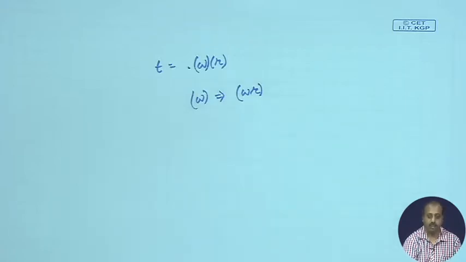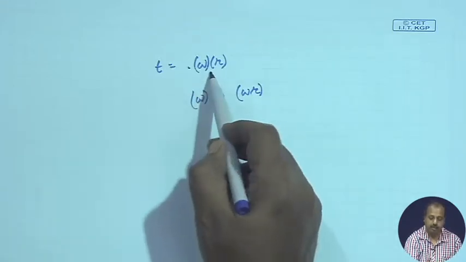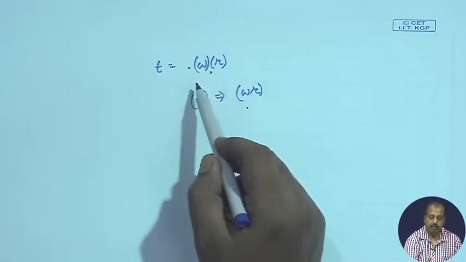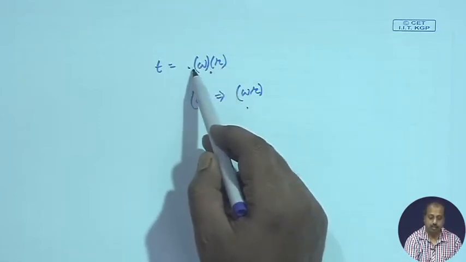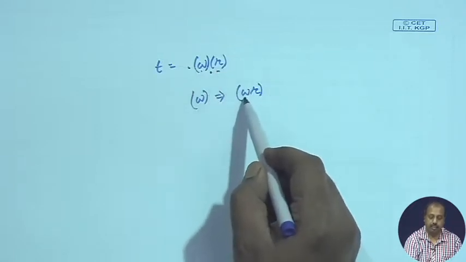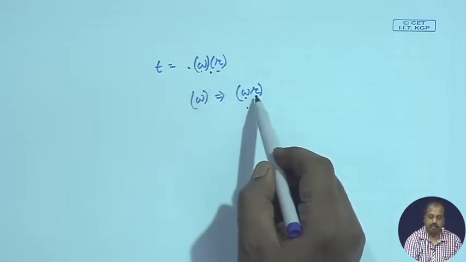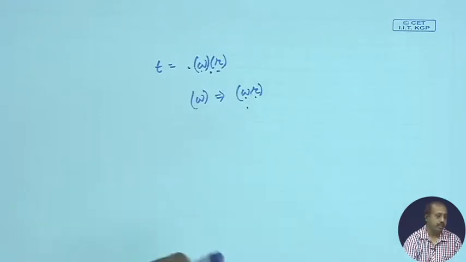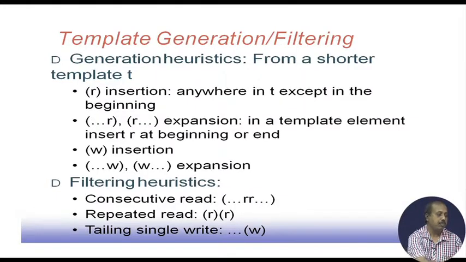So, the difference between this one and this one is that here this W is applied over all the cells first, all the cells are written and then all the cells will be read, but in this case the cell that is written is read immediately and then only we can go to the writing of the next cell. So, this is the template element insertion, R at the beginning or at the end.